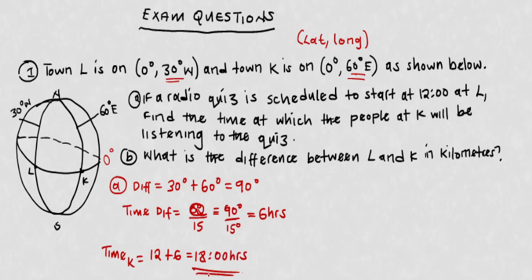So that's one thing you should know. Moving from west to east, there is an increase in time, and the opposite gives rise to a decrease in time. Very important. Now let's look at the other one.